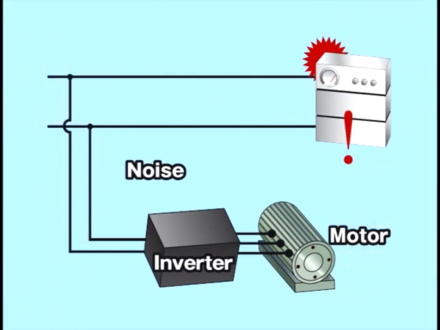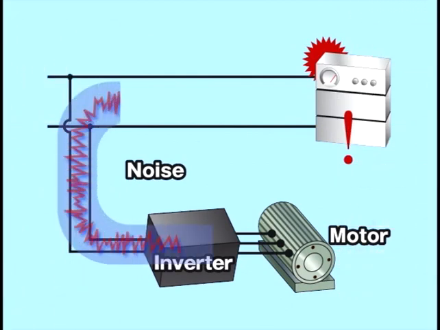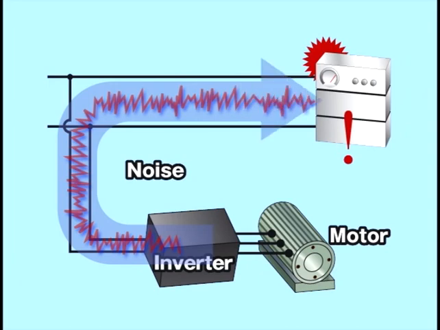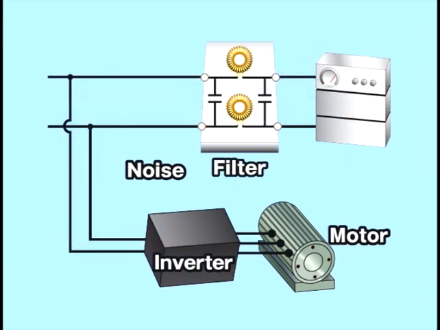Some electrical equipment generates electrical noise. If precision equipment like a temperature measuring device is electrically connected to electrical equipment generating noise, it may not function properly. To avoid this problem, an inductor may be used as a noise filter.